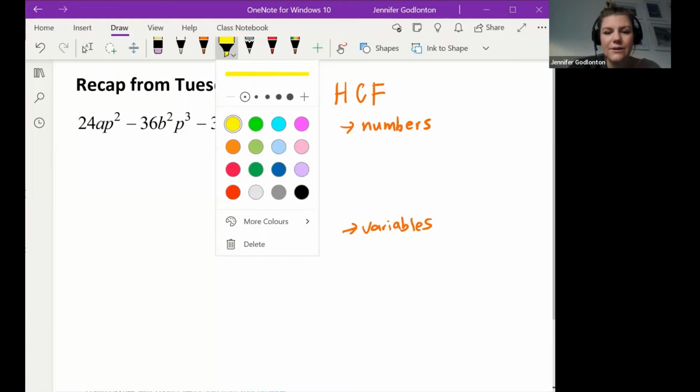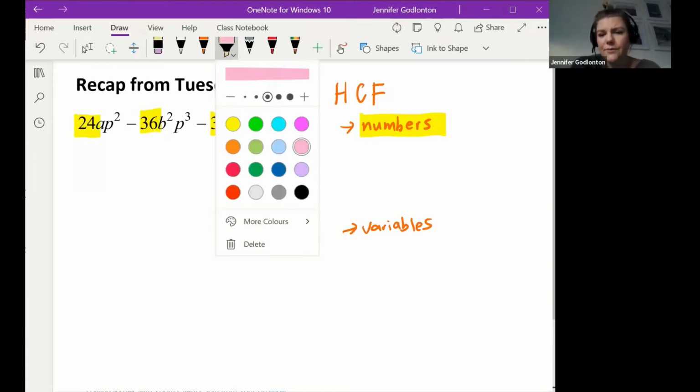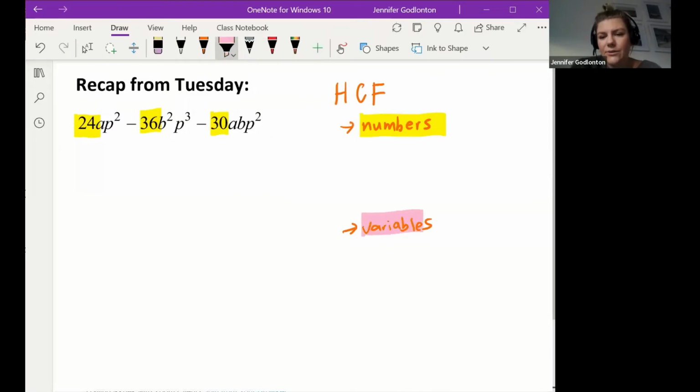So first thing we're looking at are our numbers. So you're looking for your highest common factor with those. And then you're looking at your variables. So you're looking at those. Okay, see how it goes. As soon as you have an answer, put it in the chat for us, and then I'll go through this step by step.